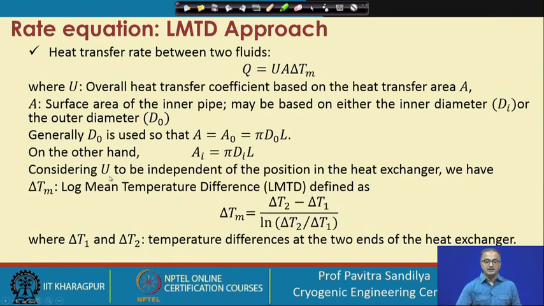Now we see that if we consider the overall heat transfer coefficient to be independent of the position in the heat exchanger, that means it remains constant throughout, then it can be derived that this is the log mean temperature difference. This can be derived, and you can find the derivation in any basic heat transfer books. So ultimately we'll find that this is how we define the LMTD. This delta T1 and delta T2 are the temperature differences at the two ends of the heat exchanger. So this is called the log mean temperature difference because of the presence of the logarithm here.